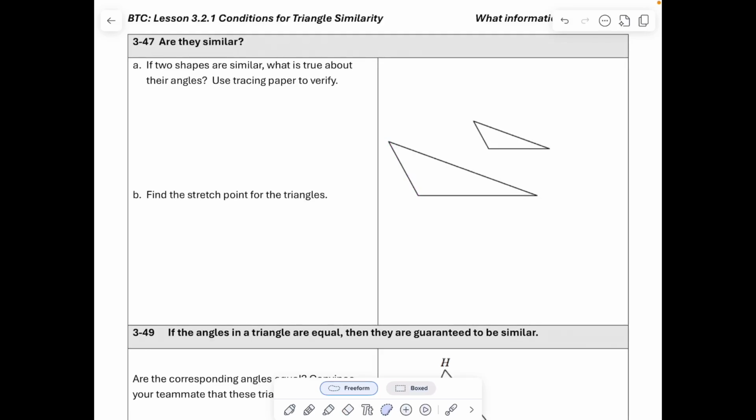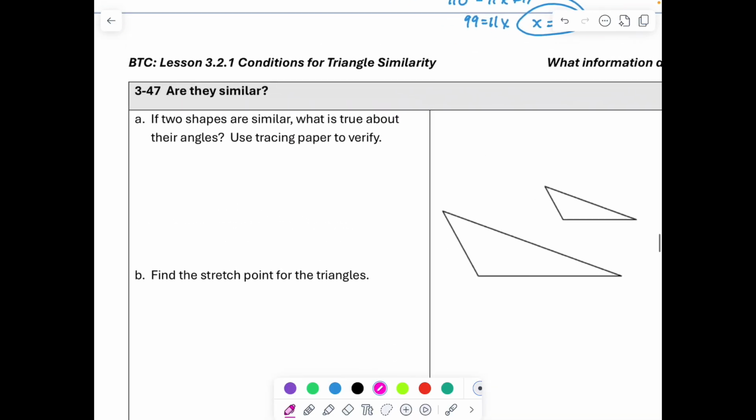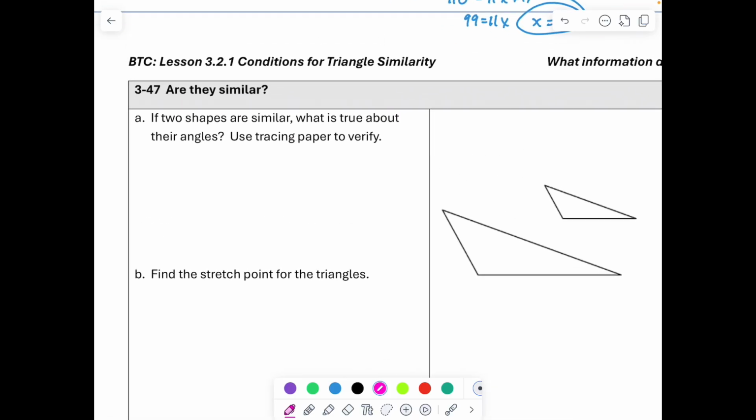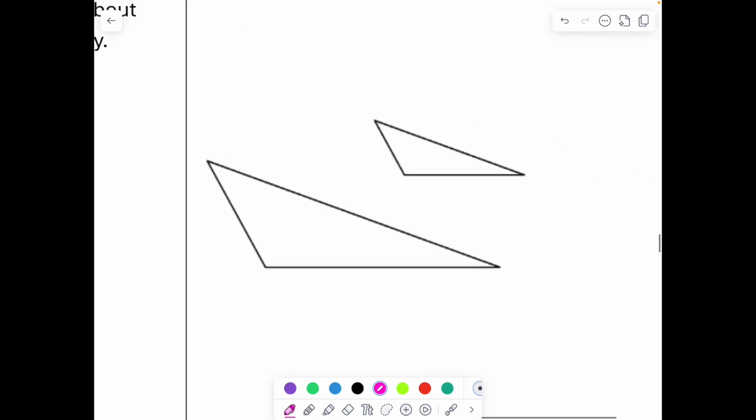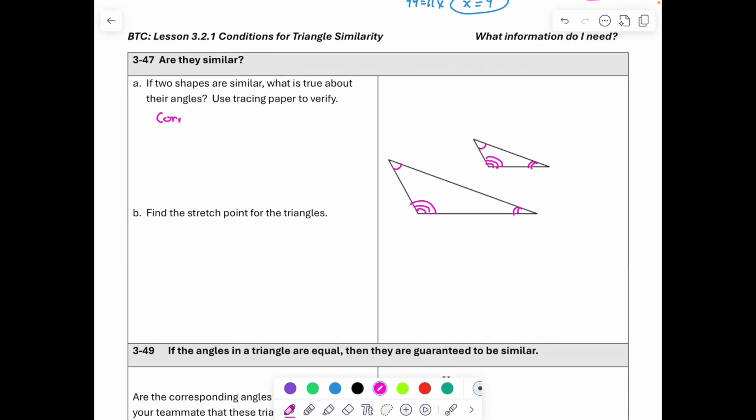This is lesson 321, conditions for triangle similarity. So we're just trying to come up with what we need to guarantee about two triangles in order to guarantee that they're similar. First off, if we have two shapes that are similar, what is true about their angles? If we use tracing paper to figure this out, we would see that their corresponding angles are equal. Corresponding kind of means the ones that match or go together. Okay, so their corresponding angles are equal.